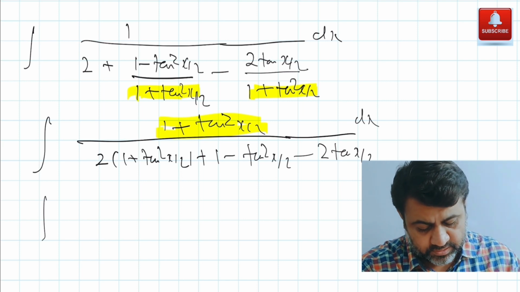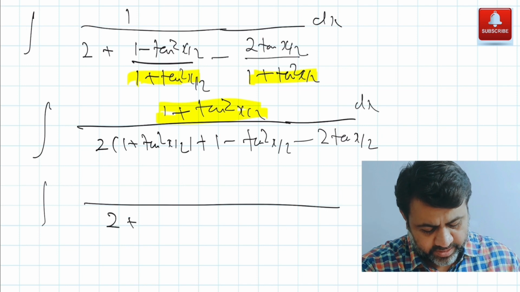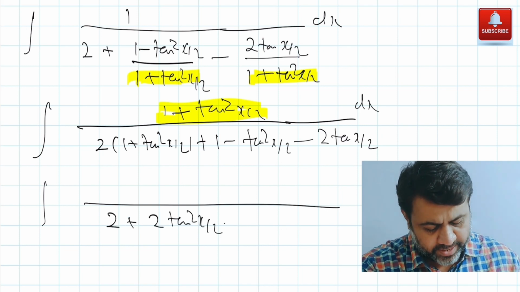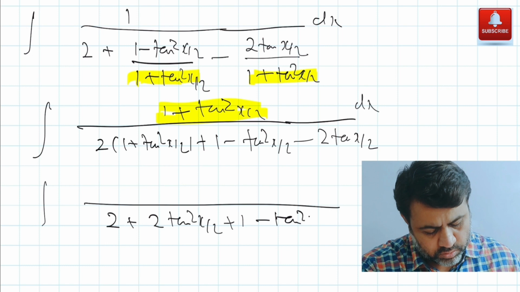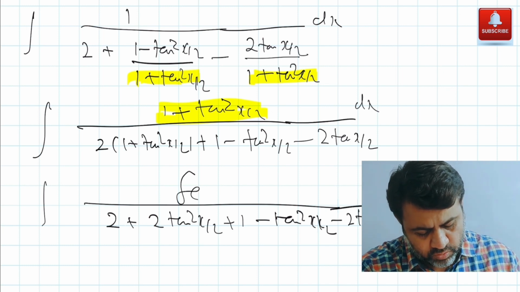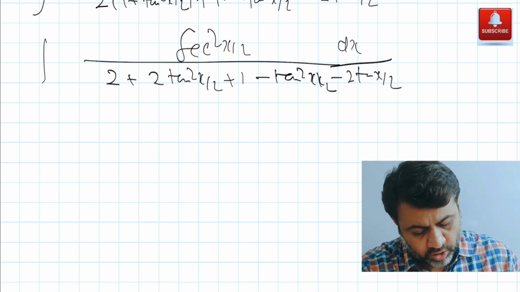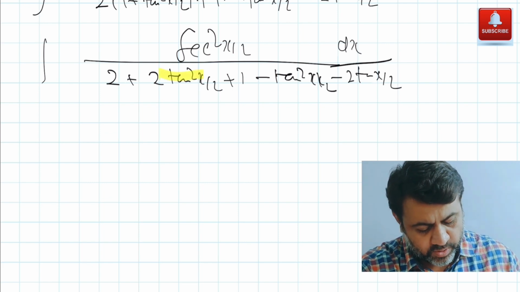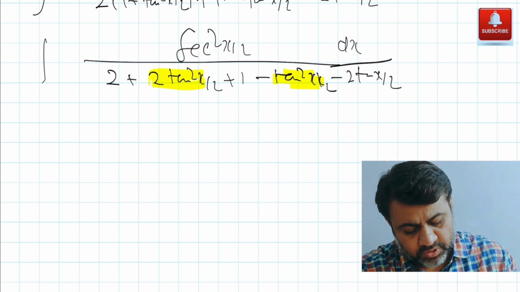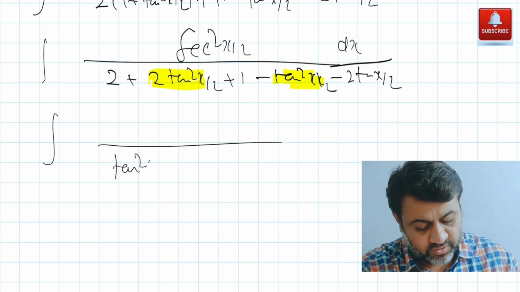So we just try to simplify this. I open the bracket, so 2 plus 2 tan square x by 2 plus 1 minus tan square x by 2 minus 2 tan x by 2, and numerator I am just going to write as sec square x by 2. Now we need to simplify this. Observe इसको कैसे simplify करेंगे. So if you just observe, we have 2 tan square x by 2 and minus tan square x by 2. Put these two things together, we get just tan square x by 2. So we get tan square x by 2 minus 2 tan x by 2.